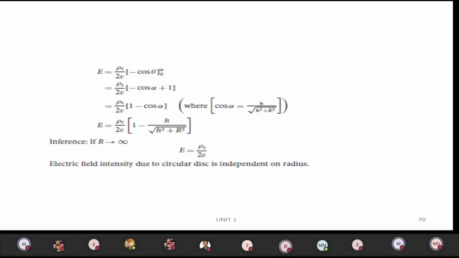Actually that h by root of h square plus R square resembles cos alpha. So E will be rho s by 2 epsilon into 1 minus cos alpha. Otherwise you can have E equal to rho s by 2 epsilon into 1 minus h by root of h square plus R square. If R equals infinity, what happens? H by infinity will be 0. So E equals rho s by 2 epsilon. In this case, we can go for the infinite sheet of charge concept.